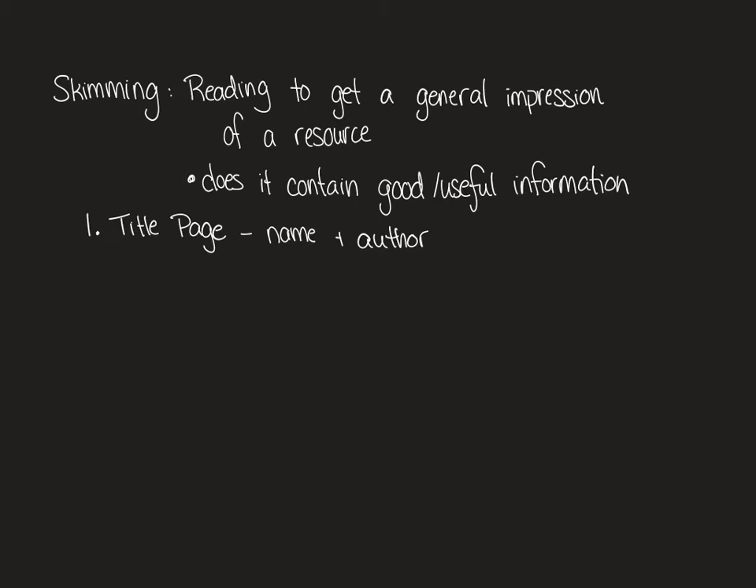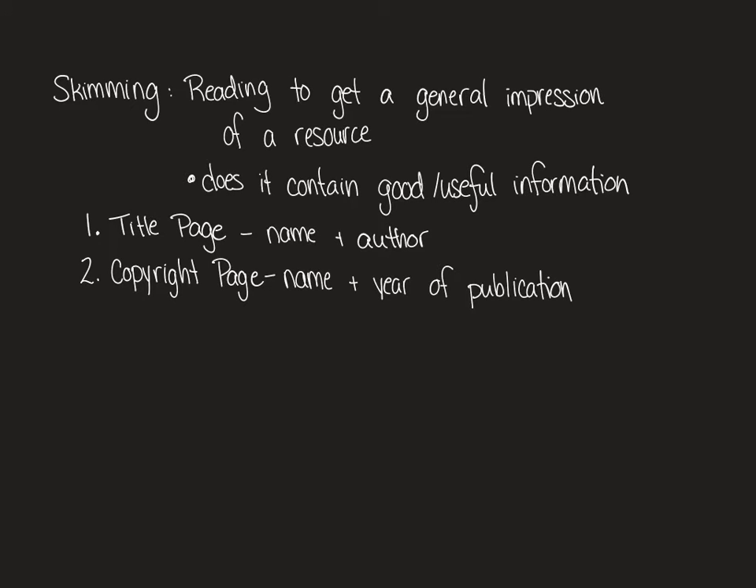There are 5 main things that you're going to look at when you're skimming a resource to see if it's useful. So the first thing is the title page. This is usually the first page of a book, and it's going to tell you the name of the book and the authors. The next thing you're going to look at is the copyright page, and the copyright page is usually the second page, or just like the reverse side of the title page.